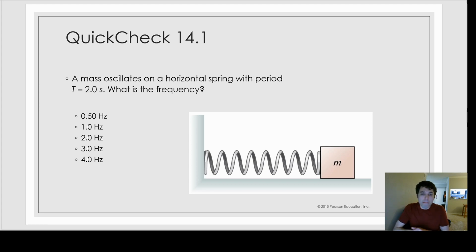All right. First one, a mass oscillates on a horizontal spring with a period of 2 seconds. What is the frequency? Well, we have to recall.